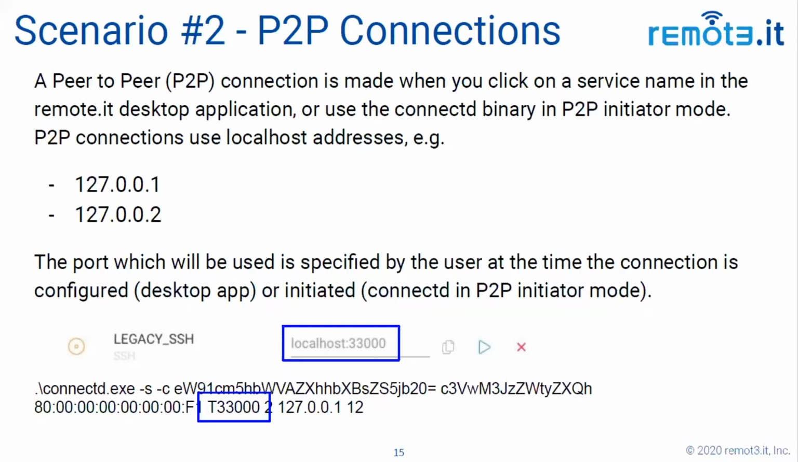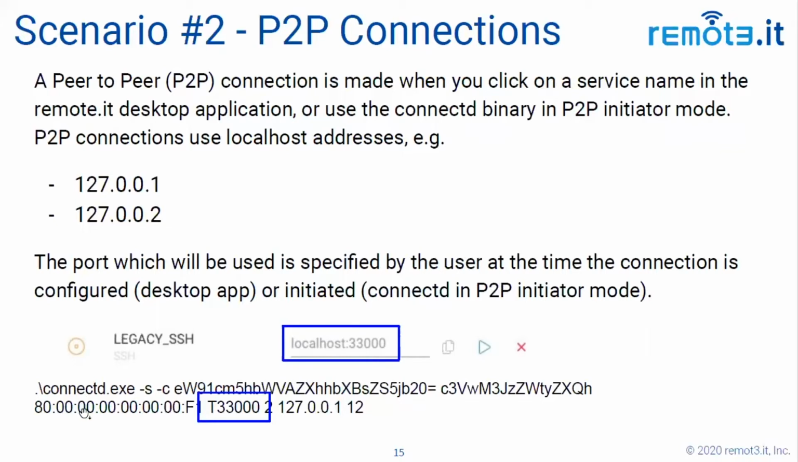Peer-to-peer connections use localhost addresses such as 127.0.0.1 or 127.0.0.2. And the port which will be used for this connection is specified by you at the time that the connection is configured, meaning set up in the desktop app. In this top line where I say legacy SSH, when I set up this connection in the desktop, I chose port 33,000 as the port, or initiated connectd in the P2P initiator mode.